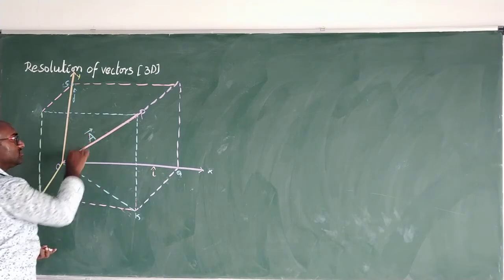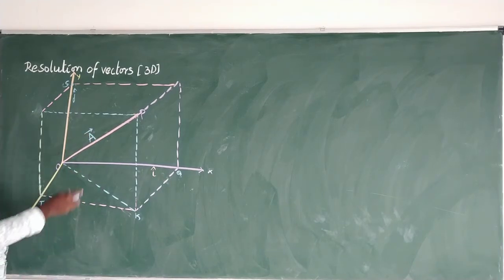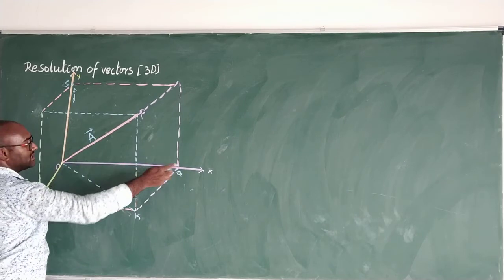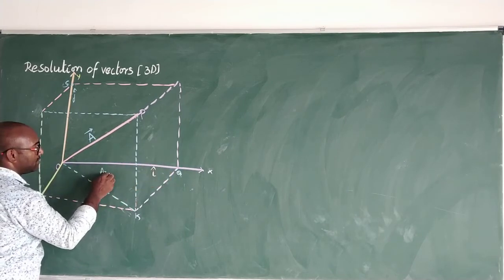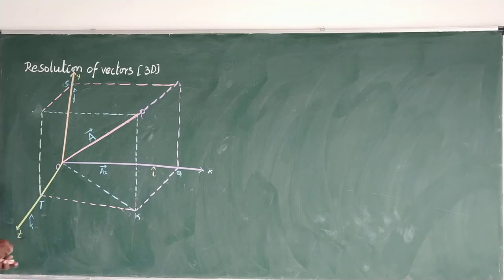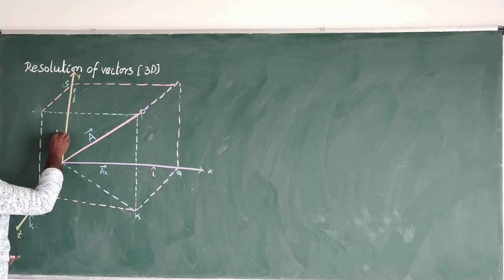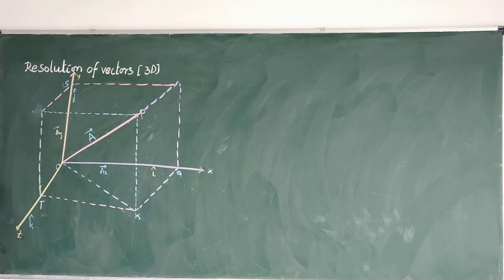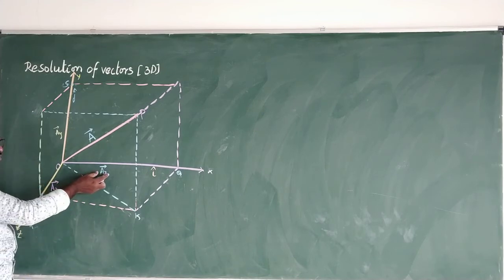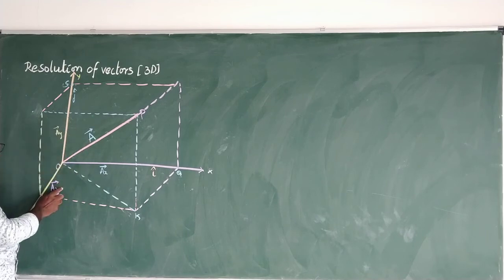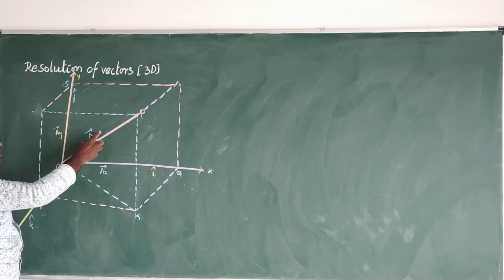Now the component of the vector along the x direction I am taking as A_x bar, along the y direction as A_y bar, and along the z direction as A_z bar. Understood? Now I want to find out what A_x, A_y and A_z are, such that when I add them together, I should get A.